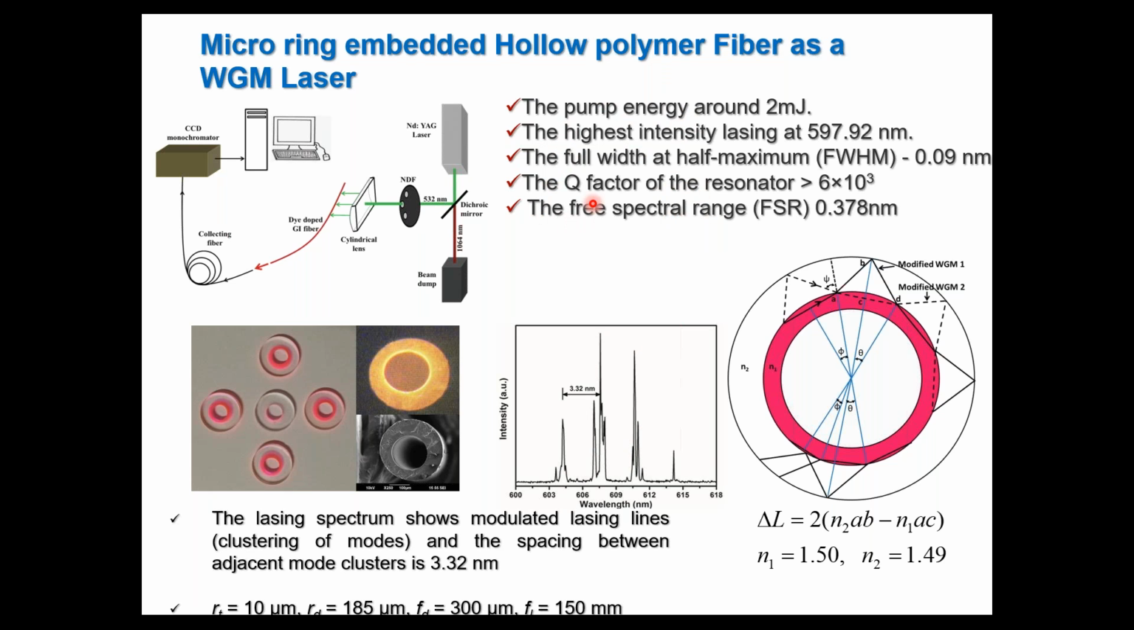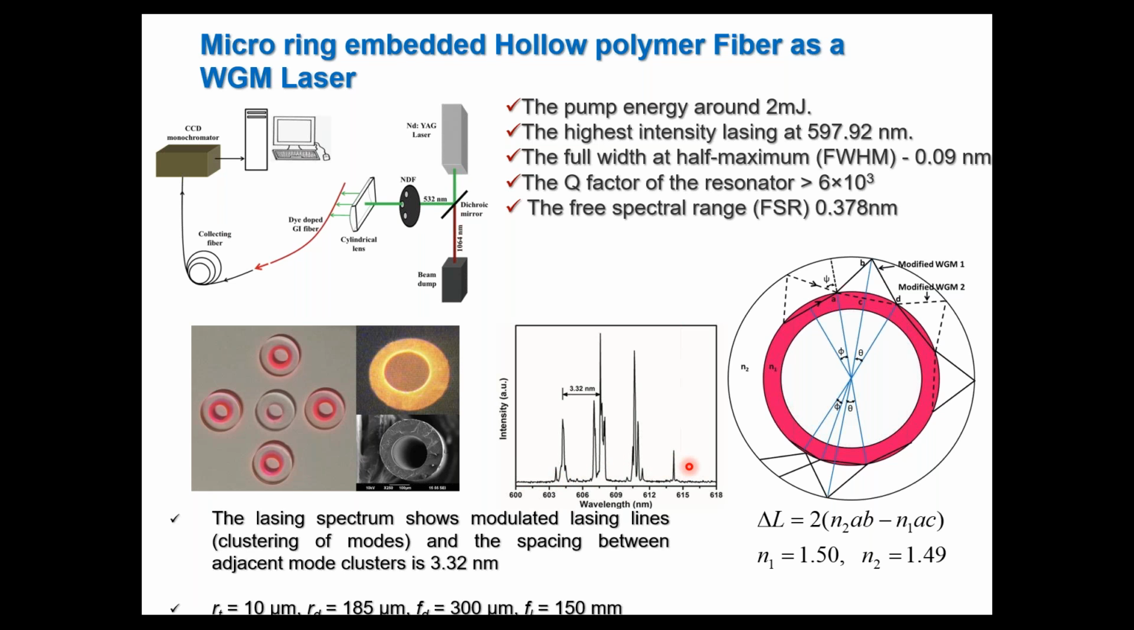These are the experimental parameters used. We obtained a Q factor of about 6 times 10 raised to 3, a free spectral range of about 0.378 nanometer, and a full width at half maximum of a single peak of 0.09 nanometer, and we were using a pump energy of about 2 millijoule. This was a pulsed laser excitation. This is an India laser. So a laser was used with a pump pulse energy of 2 millijoule.